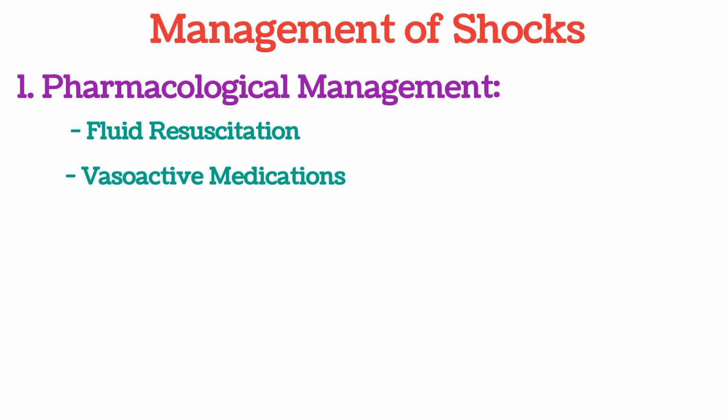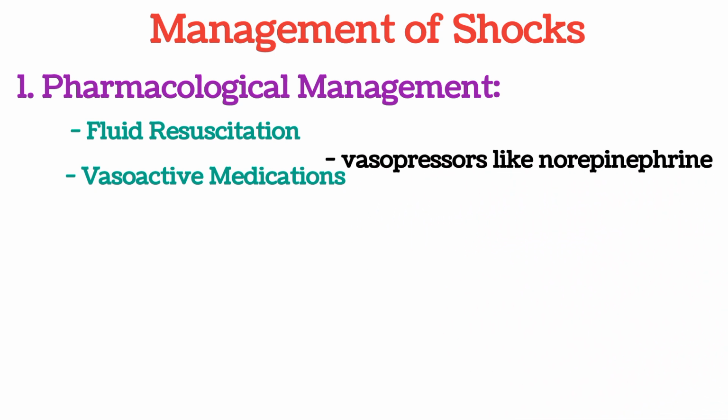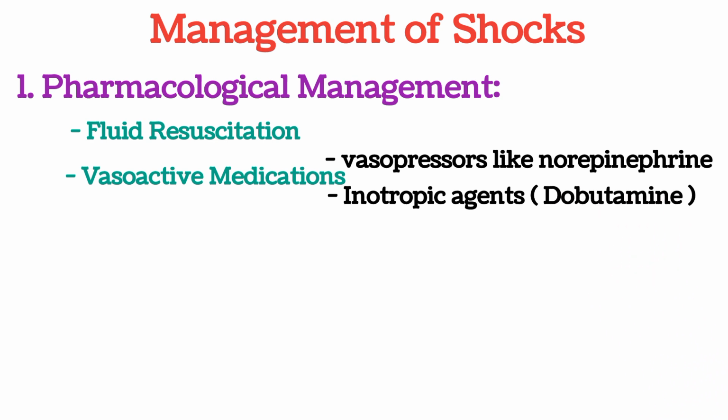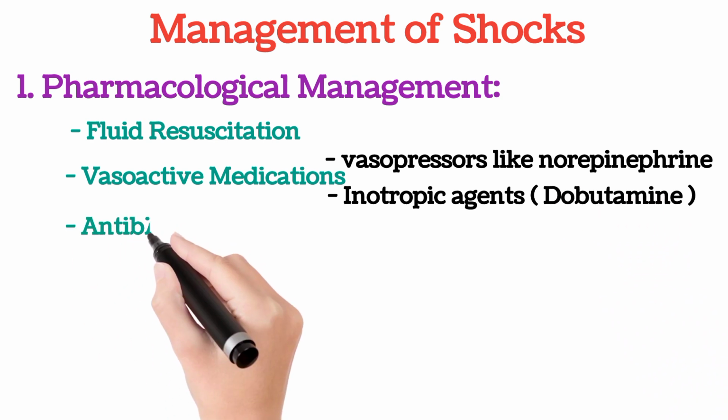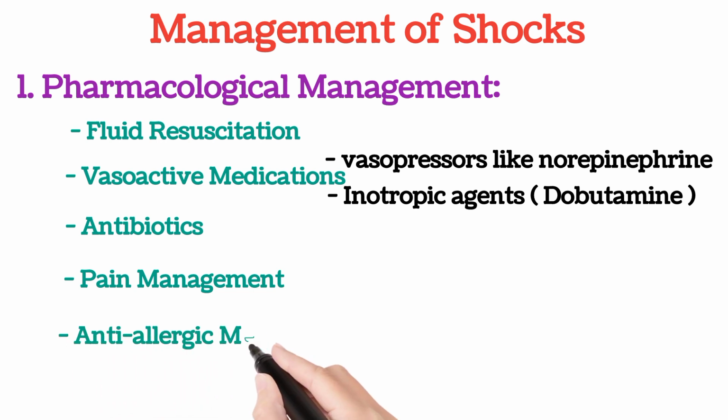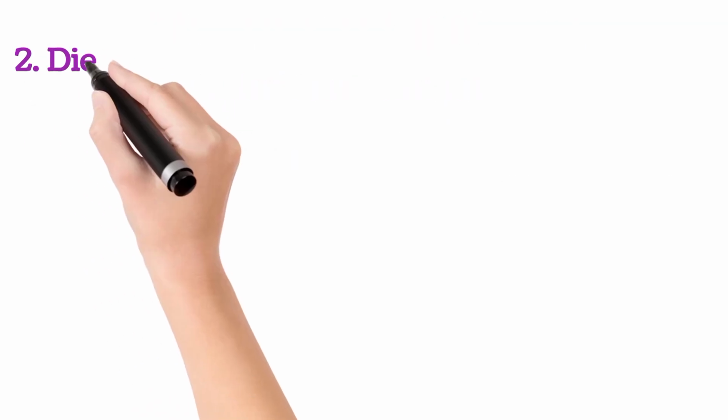Vasoactive medications. In certain cases, vasopressors like norepinephrine may be used to increase blood pressure and improve perfusion. Inotropic agents, such as dobutamine, can enhance cardiac contractility. Antibiotics. In septic shock, broad-spectrum antibiotics are administered promptly to target the underlying infection. Pain management. Analgesics or sedatives may be given to alleviate pain and anxiety, improving patient comfort. Anti-allergic medications. In cases of anaphylactic shock, antihistamines and epinephrine are administered to counteract the allergic response.